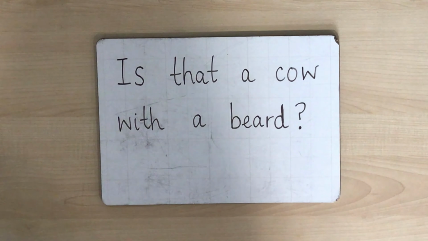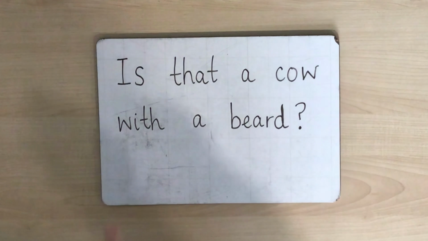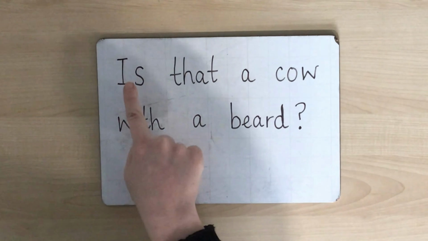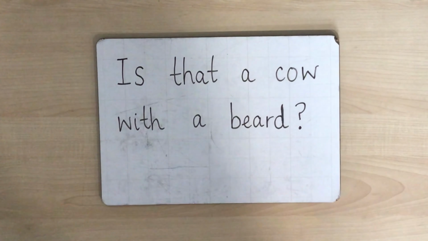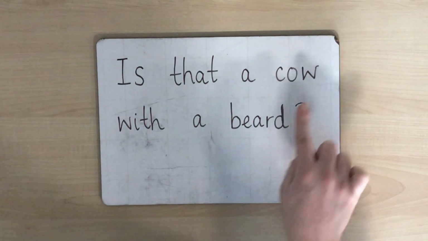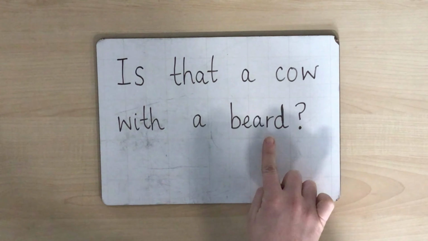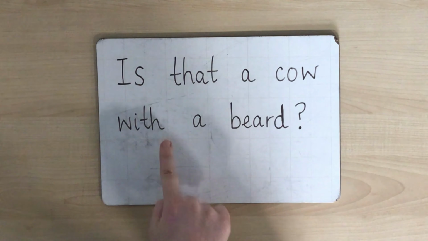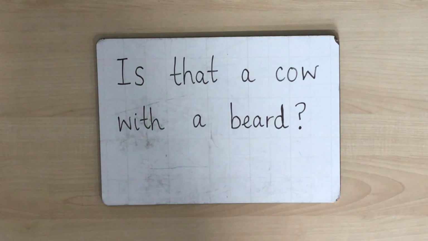Let's have a go at reading this sentence. I can see it starts with a capital I. What's this? It's a question mark. So we can answer this question at the end. I can see digraph ow, trigraph ear, digraph th. Okay, let's have a go.